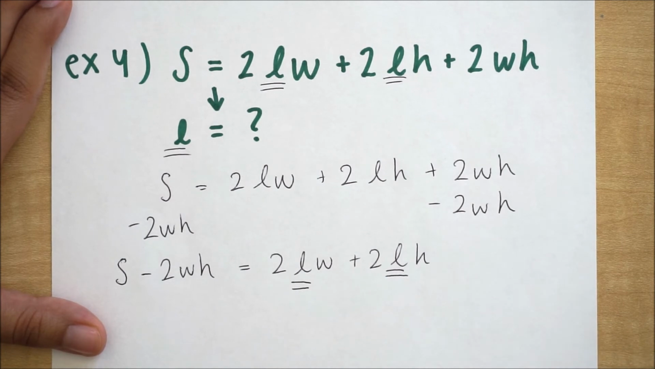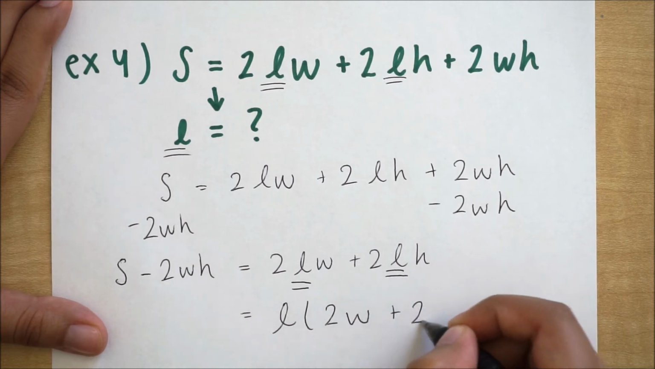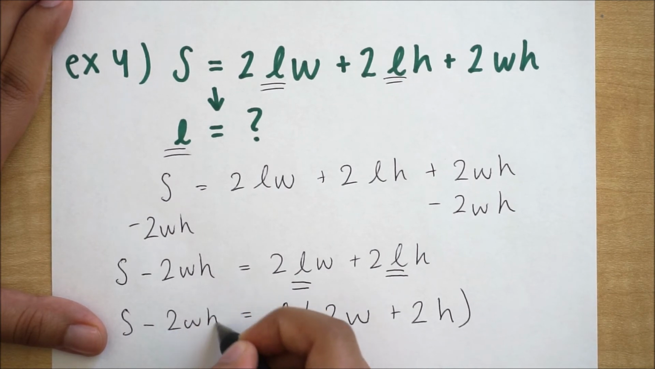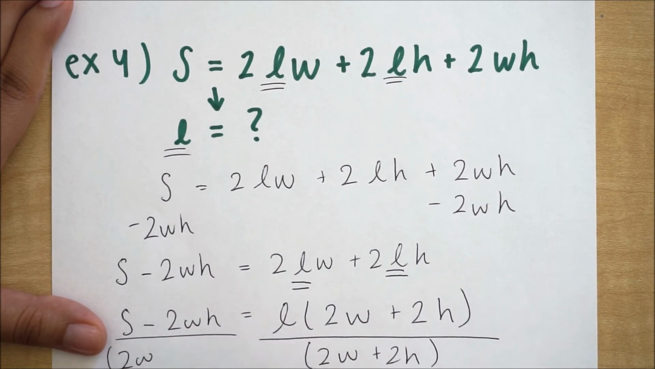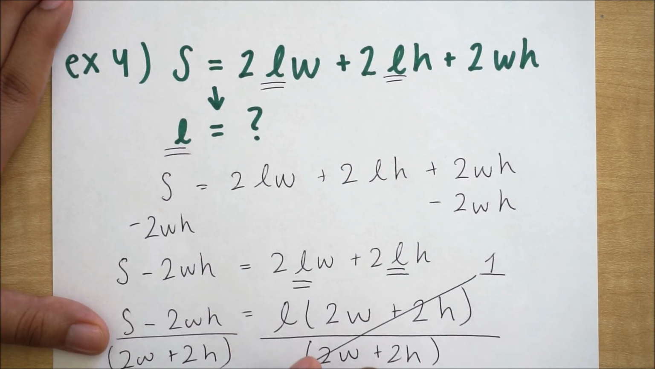All right, so now we have L on the right side. Let's just take it out. It's a form of reverse distribution. So we can say L times 2W plus 2H. If we factor that back in, that would be the same as distributing. Now we're going to divide both sides by 2W plus 2H, that expression. So then we have L independent, right? There are a lot of moving parts, but the process is pretty much the same. The goal is the same. So now we can say that L is equal to S minus 2WH divided by 2W plus 2H. That would be our final answer.